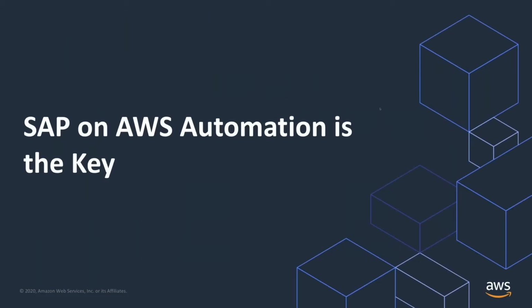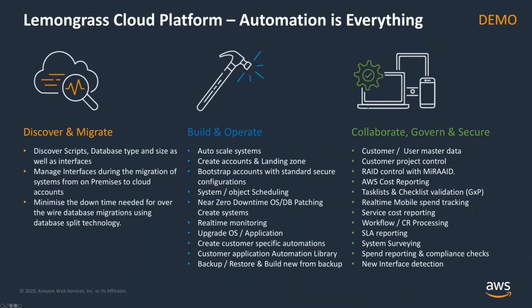And as I said, as I've gone through this, automation is key to all of this. So I'm going to hand over to my colleague now, Ben, to take us through one of our key differentiators, Lemongrass Cloud Platform, talk about what it is, give you a demo of it, and show you how that can have a fairly dramatic effect on how you run your SAP landscape.